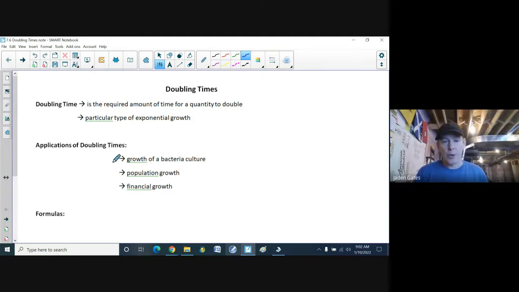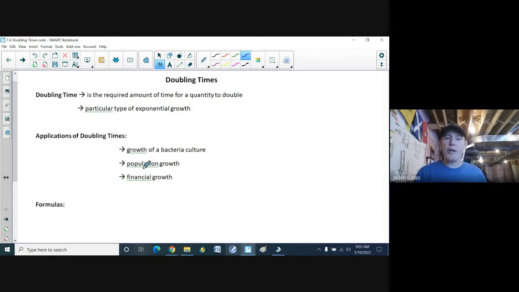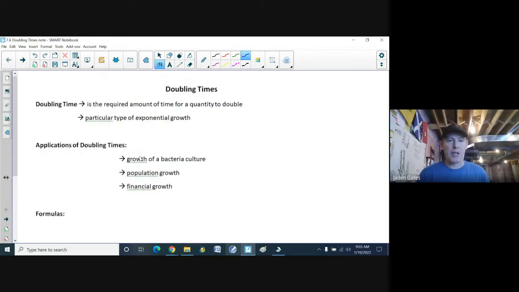Applications, unfortunately, some that we're getting really familiar with, is the growth of a bacterial culture, or in this case, the growth of a virus. So one of the things they look at is how fast the numbers are doubling. It's an easy way to describe it. Population growth, something we're going to look at in our next unit, and financial growth are all applications of doubling times. How fast a city is growing, how fast your money's growing, how fast a bacteria or virus is spreading. Again, all applications of doubling times.